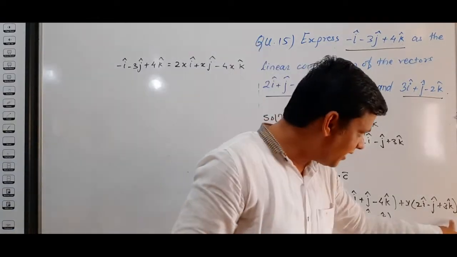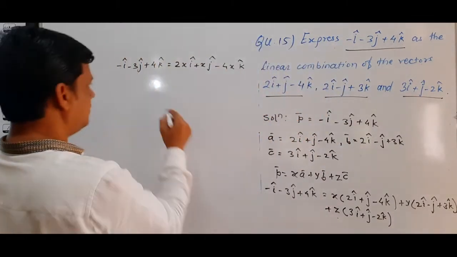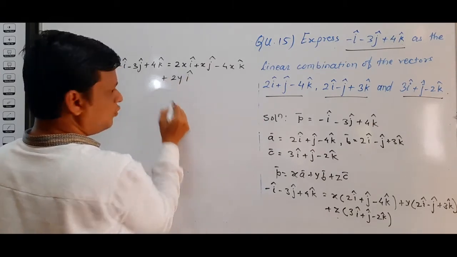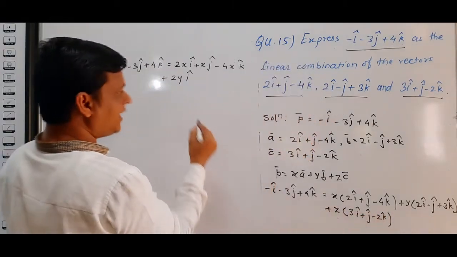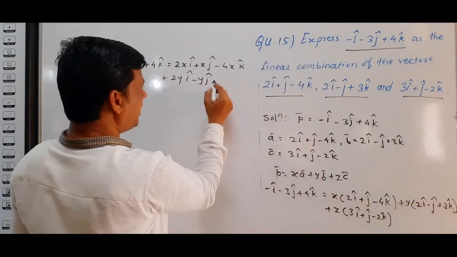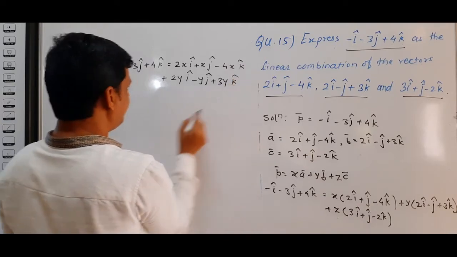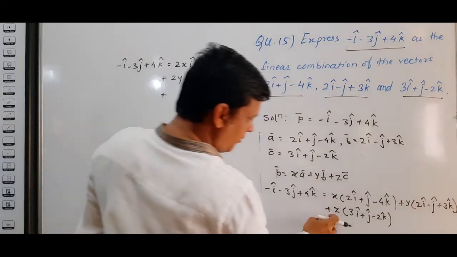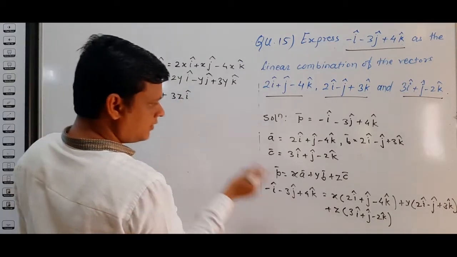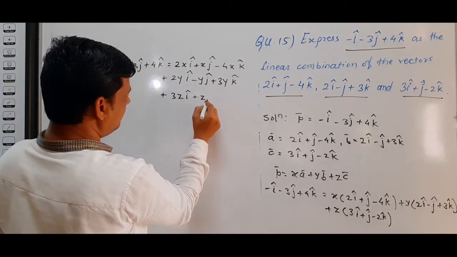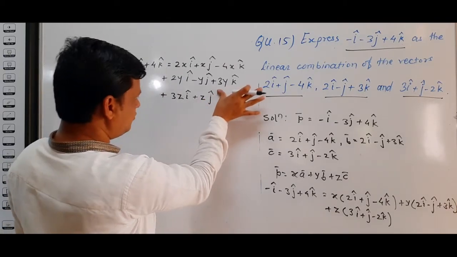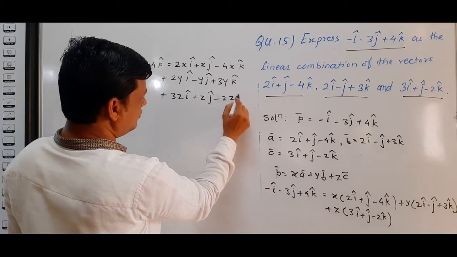Multiply the second by y, we get 2yi - yj + 3yk, plus. Now multiply by z, so we get 3zi + zj - 2zk.